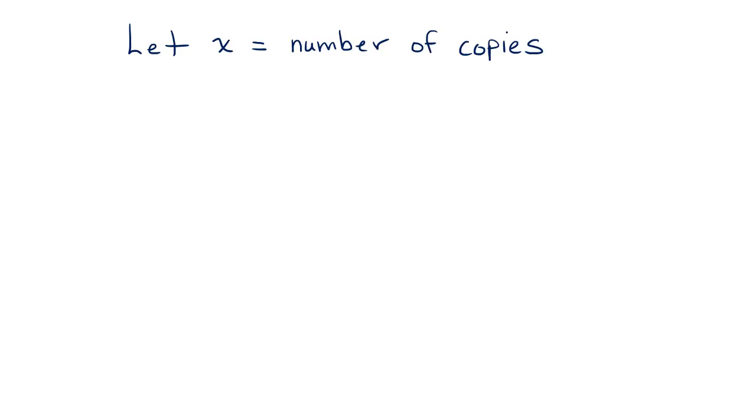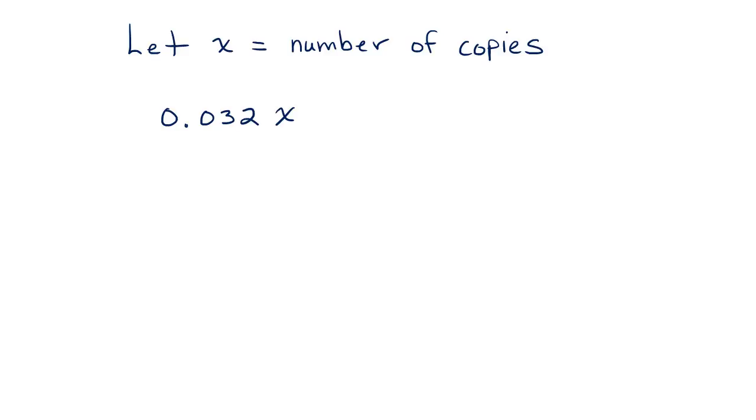So let's let X represent the number of copies. We're told in the problem that the cost of the copier will be 3.2 cents per copy plus $225 per month for 3 months. So in terms of the number of copies, we know it's 3.2 cents per copy, and we're going to convert 3.2 cents into dollars. That's equivalent to saying $0.032 being equivalent to 3.2 cents per copy multiplied by X, and there's your price per copy.